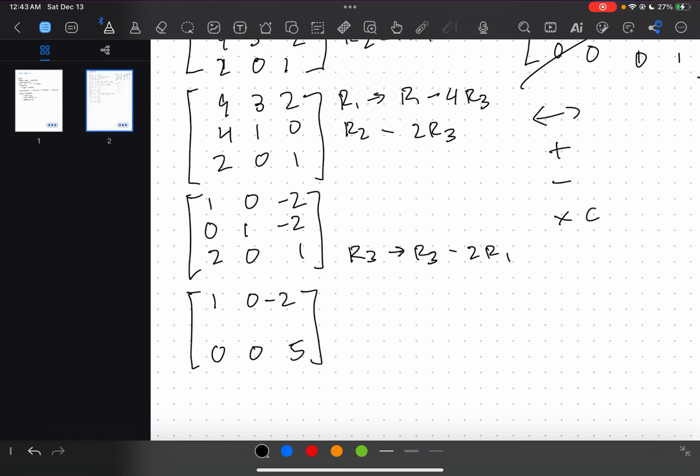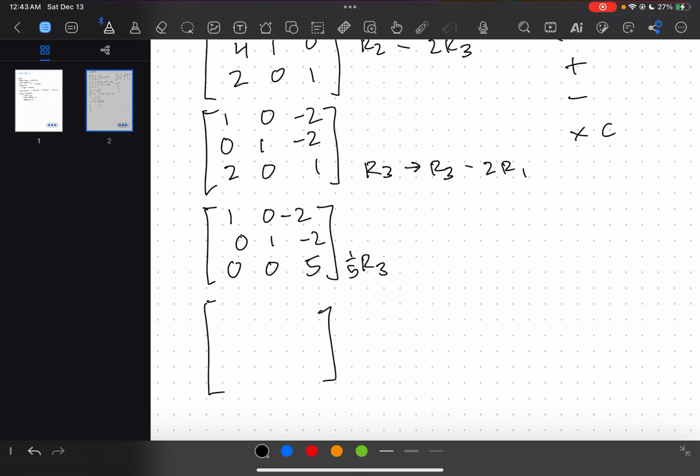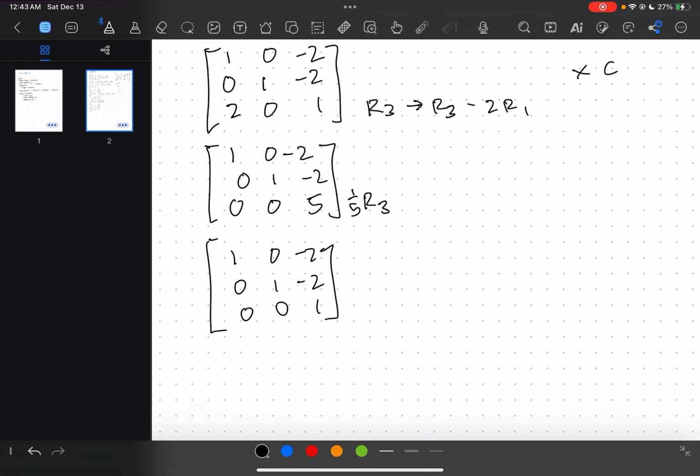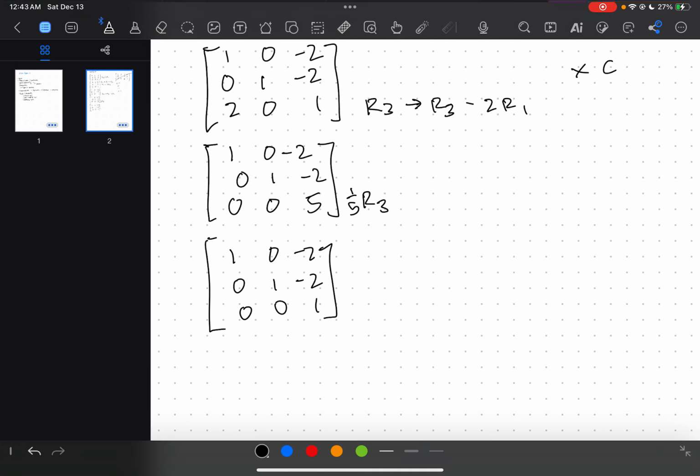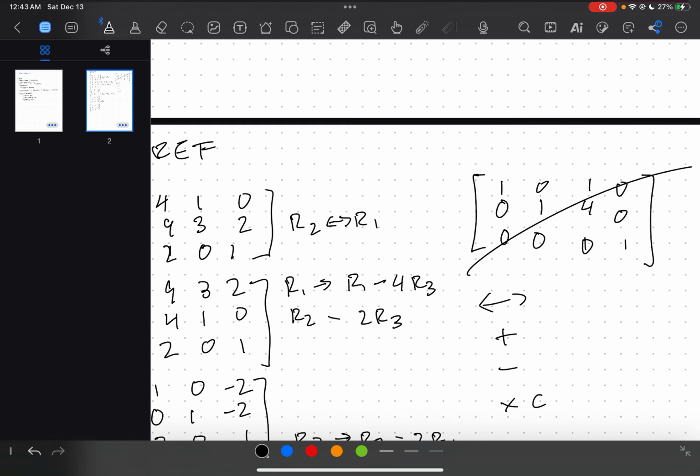And we have 0, 1, next 2. And we do R3 becomes 1 over 5 R3: 1, 0, negative 2, 0, 1, negative 2, 0, 0, 1. And what confused me before is that I wasn't sure if I was supposed to remove these or not, because sometimes there were numbers in the top, but that was because they're free variables, and there's not a pivot column.